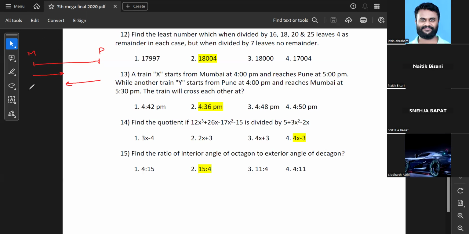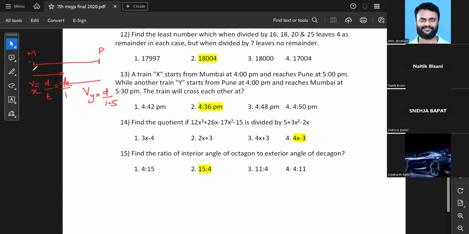So the speed of the first train is some distance upon 1 hour. Why? Because between Mumbai and Pune, however much the distance was, this train is going to cover that distance in 1 hour. So the speed is equal to distance upon time, which in this case is d upon 1 for the first train, or X train. For the Y train, the distance remains the same, but the time is different. This time the time is 1.5 hours. So the speed for the next train is d upon 1.5.